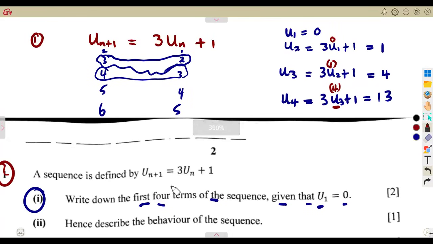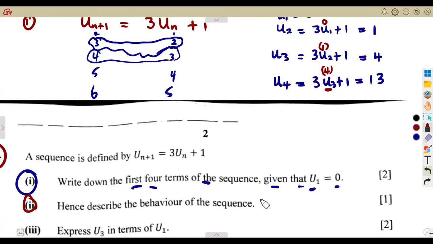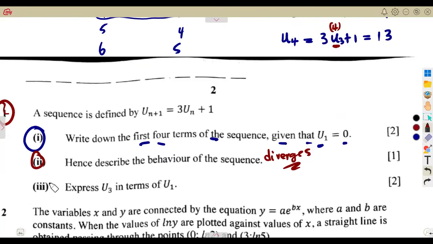And item 2, hence describe. So from this part, you're supposed to describe how these numbers are related. So that is to describe the behavior of the sequence. As you can see, these values are increasing, 0, 1, 4. They are increasing, so it's going to be having bigger values. As we know, having bigger values means it is diverging. So the sequence diverges, or is diverging. That is getting big to the negative or to the positive. So this one is getting big values to the positive, okay?